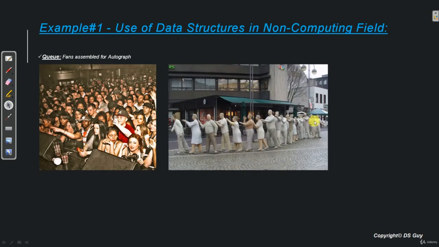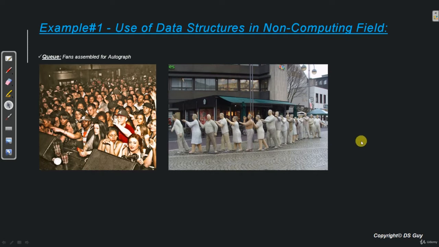How about if we make a queue of all these fans and people come one by one? In this case, it will be very easy for the actor to give an autograph because now the fans are organized and they know whose turn is when.